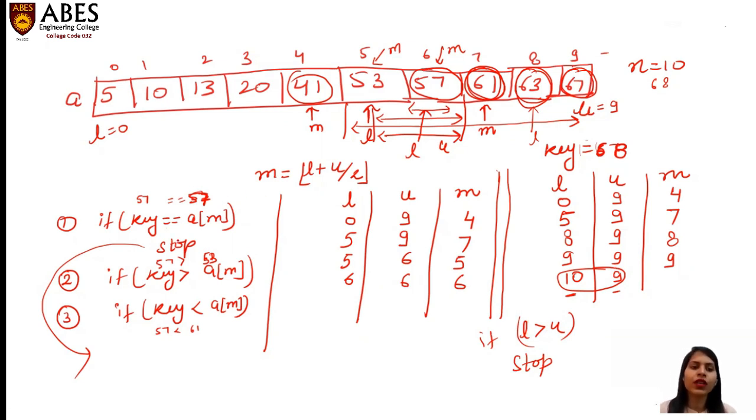If the element is found, then we will stop the searching where? In this case, if the element is not present in the array, then our searching will stop when the lower value is greater than the upper value. In both cases, the searching must be stopped.